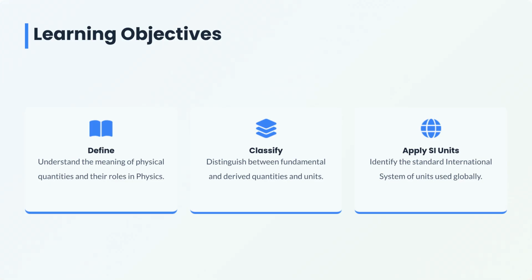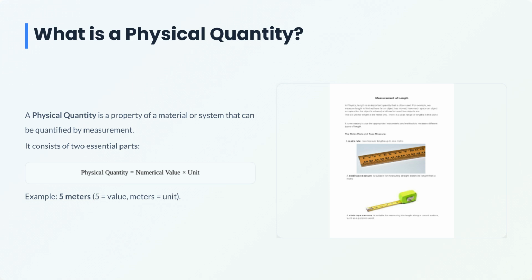In this video, we have three learning objectives: defining physical quantities and their roles, classifying them into fundamental or derived categories, and applying the globally recognized SI system of units. A physical quantity is a property that can be quantified by measurement. It consists of two parts, a numerical value and a unit. For instance, in 5 meters, 5 is the value and meters is the unit.